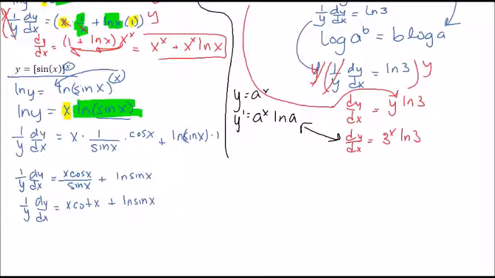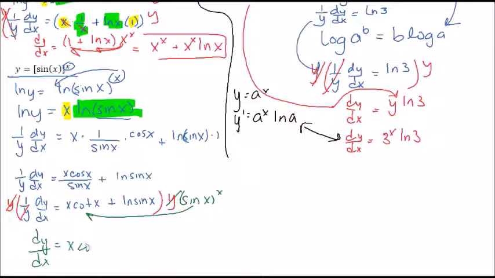Now, same process as before. Multiply this side by y as well, and again, y is sine of x to the x. So my final answer here is going to be dy dx is x cotangent of x sine of x to the x plus sine of x to the x ln of sine of x. It's a mess, but that is the correct answer for the derivative of sine of x all to the x.